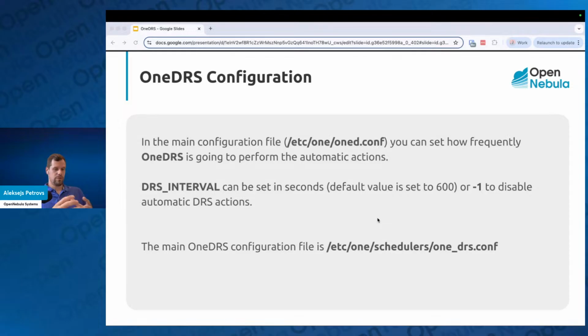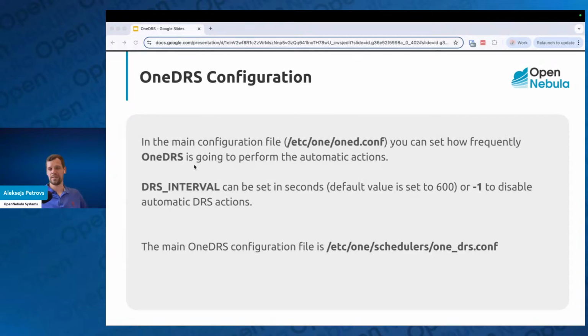So there are a few config files, and the one is /etc/one/oned.conf. So this one is the general OpenNebula config file. You may already be familiar with that. And that's where you can set which scheduler is in use for general allocation, right? So whether it's the rank scheduler, or we are proceeding with OneDRS for these allocations.